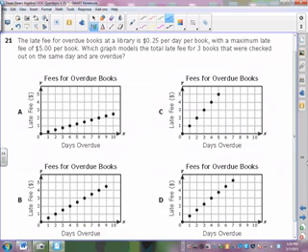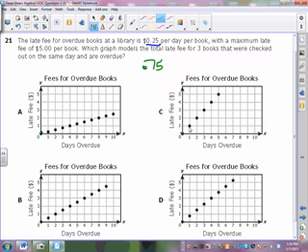Overdue library books, 25 cents per day with a maximum late fee of $5 per book. And the late fee for 3 books that were checked out on the same day. Well, first of all, it's 25 cents per day per book. There were 3 books, so it's going to be 75 cents per day. So we're looking for a rate of change of 75 cents. Day 0, they weren't late, so they didn't pay anything.